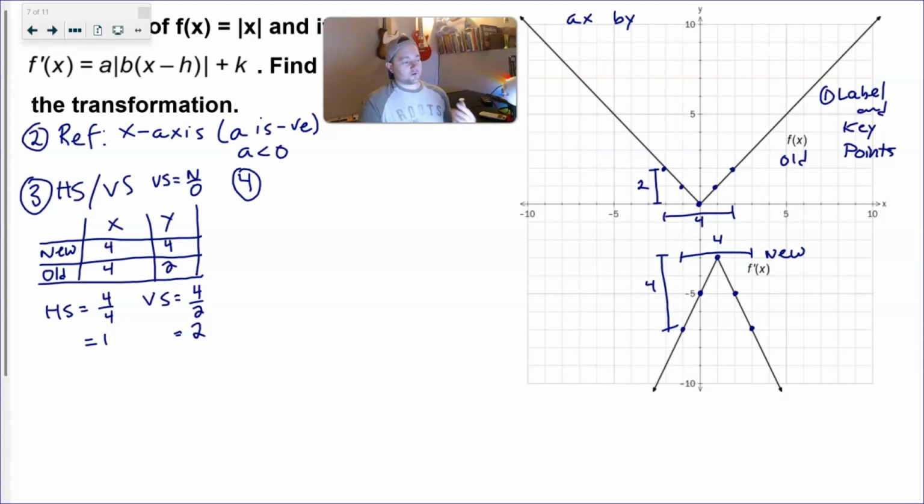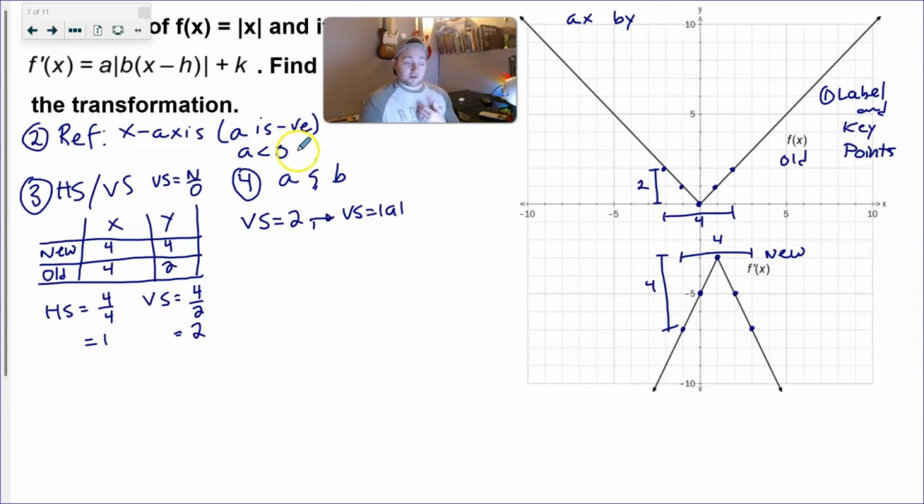Once we have those stretches done, what we want to do is really focus on finding the A and B values. A is related to the vertical stretch. Our vertical stretch is equal to 2. Remember that the formula for the vertical stretch is vertical stretch equals the absolute value of A. So if A is 2, the vertical stretch is 2. But the thing we need to remember is that this formula does not determine the sign. We have to determine the sign by looking at the reflections. That's why that's the second step that I did.